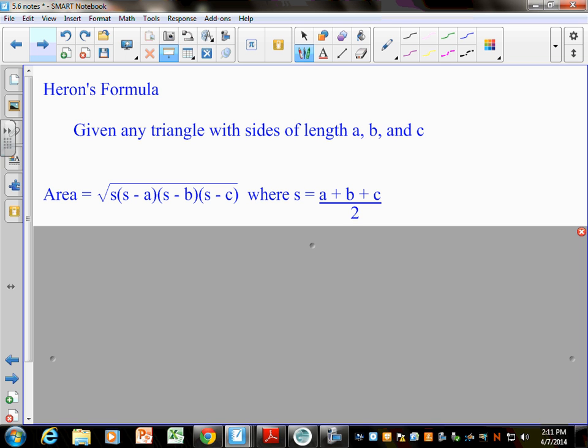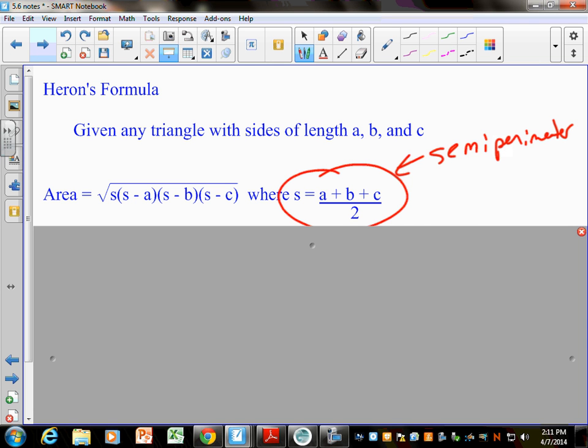So if the triangle sides are A, B, and C, this is the formula. Again, you don't have to memorize this formula, so that's nice. But then you look at this and you say, where does S come from? S is if you add all 3 sides together and you divide by 2. That's called the semi-perimeter. Basically, it's half the perimeter of that triangle. That's another random fact that probably you don't need to know.